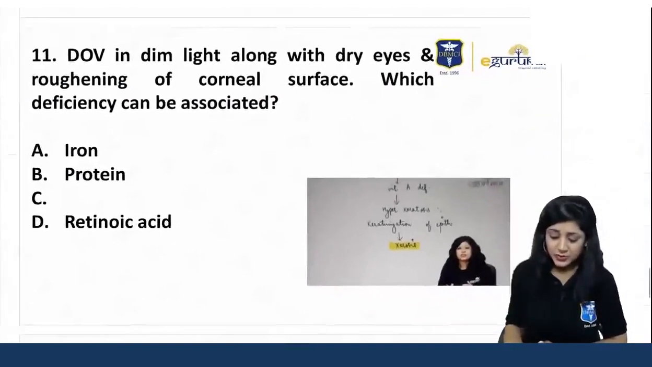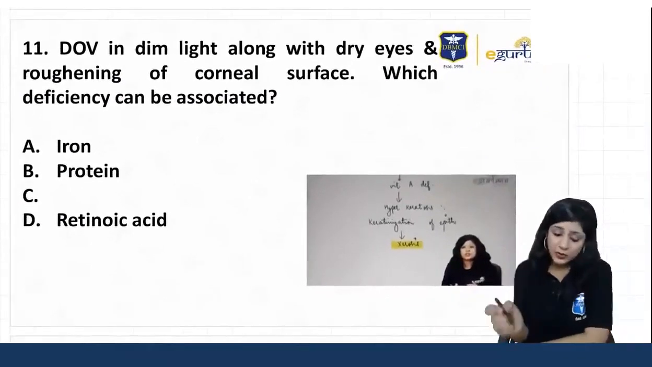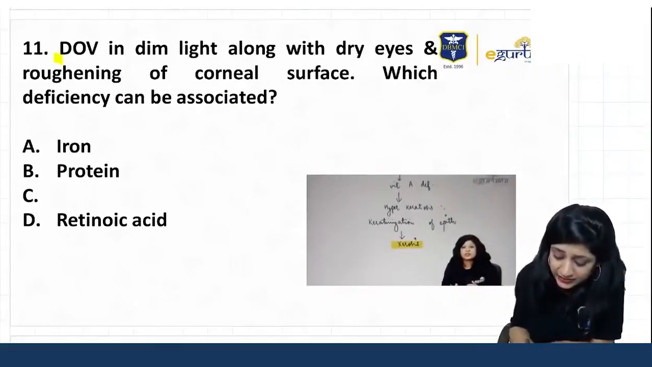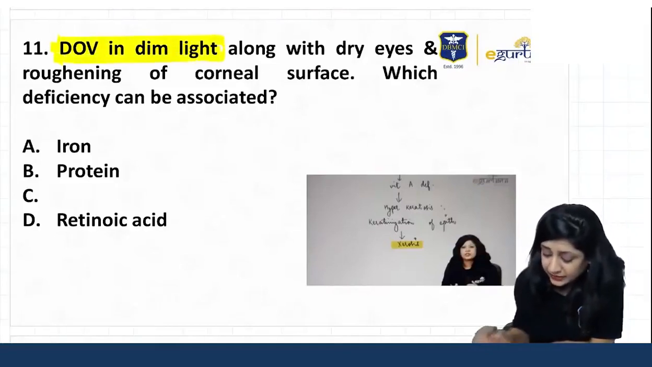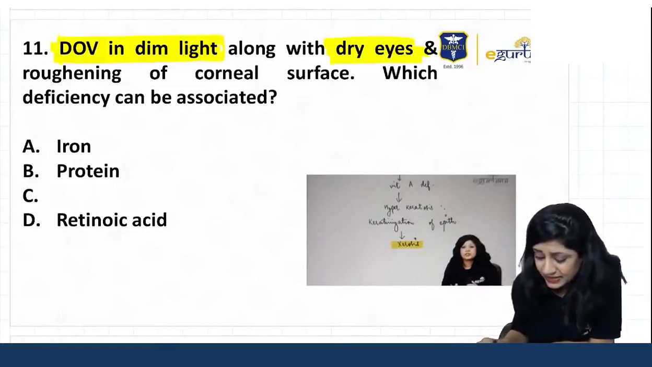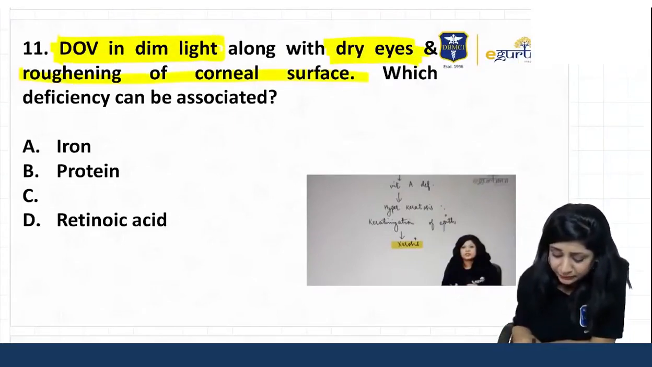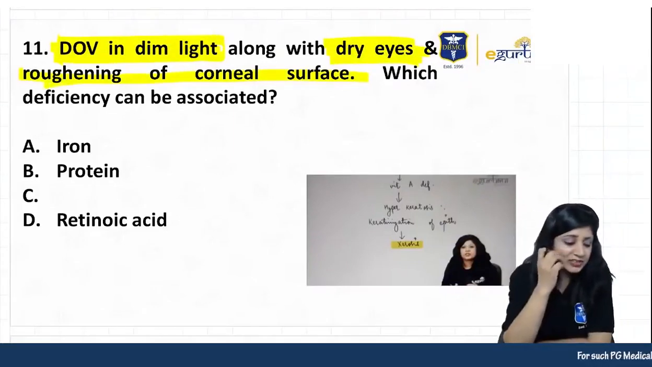Then coming to the next question, there was a question where we had diminution of vision in dim light. Diminution of vision in dim light, with dry eyes they were saying, and also roughening of the corneal surface. So which vitamin deficiency? Yes, Sanjana.